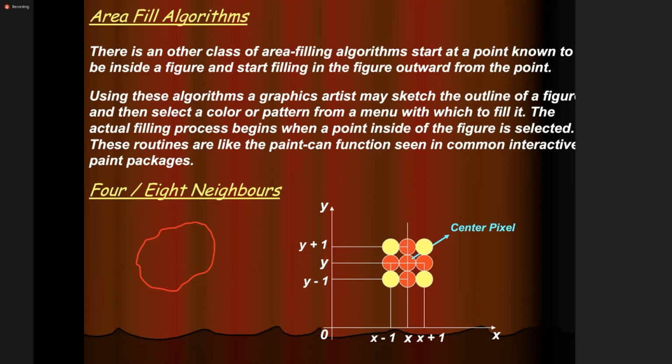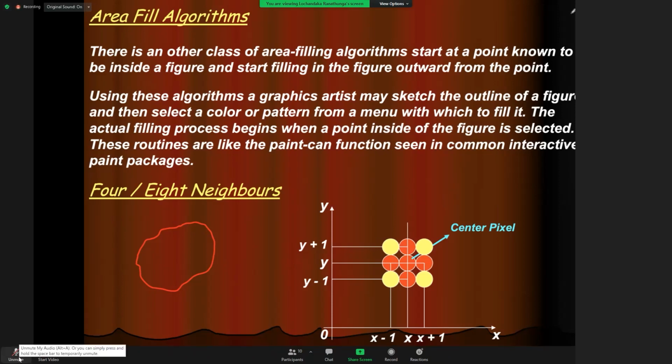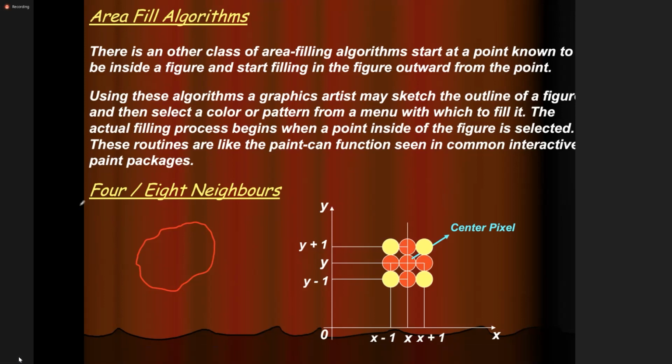Paint bucket in Photoshop and CorelDRAW. Do you know that? Yes or no? Okay, the paint bucket is a kind of tool you have. What you have to do is take a color with the paint bucket and bring it to the area you have marked.